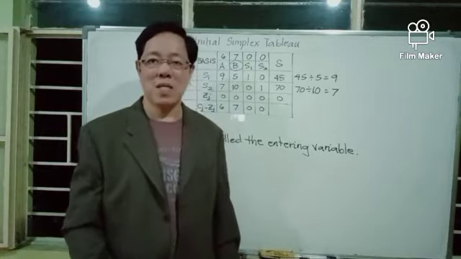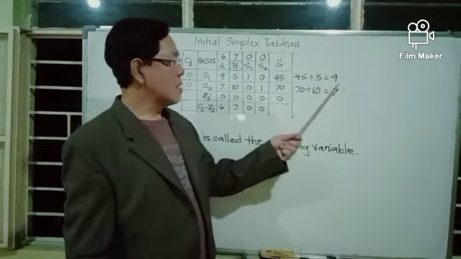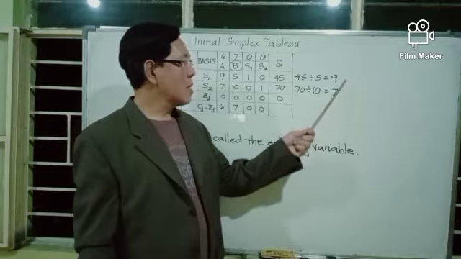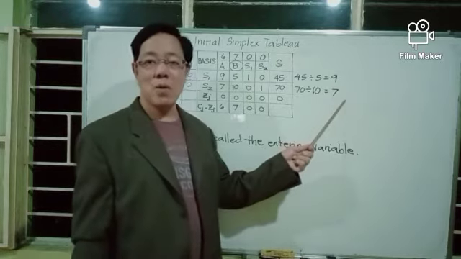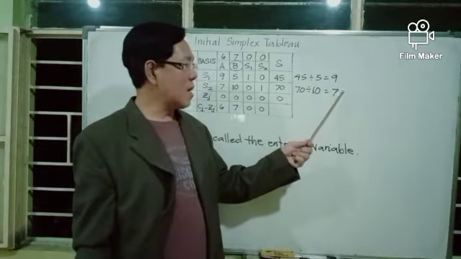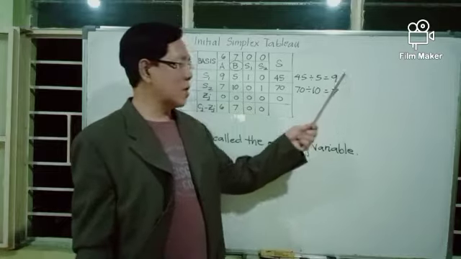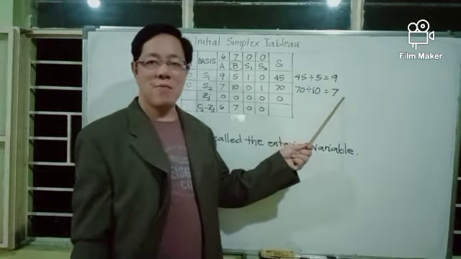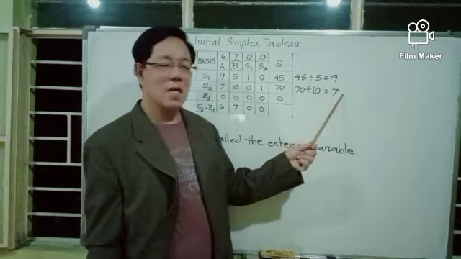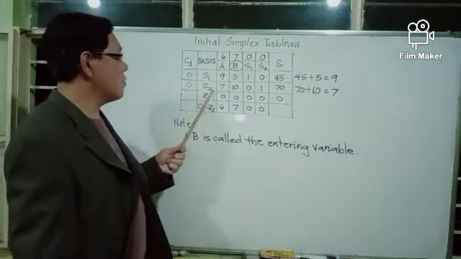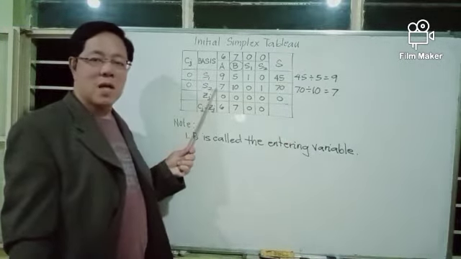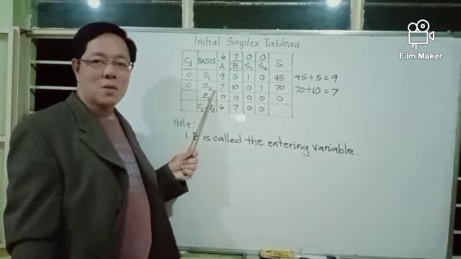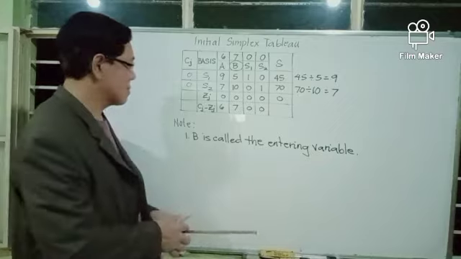In our example, we have only two quotients, 9 and 7, and both are positive. So we select the smaller of the two quotients. And the smaller between 9 and 7 is 7. And 7 is in the row of the slack variable S2. Slack variable S2 is our outgoing variable.